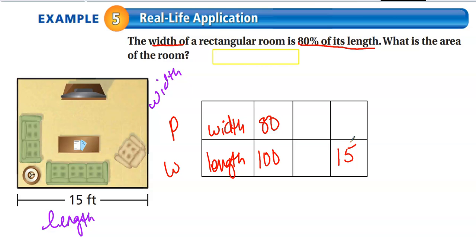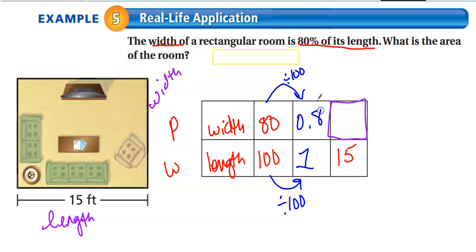In this instance, the part is what's missing. But I'm going to do the same pattern of what I've been doing today. So here's my 1. To go from 100 to 1, I divide by 100. So I take the 80 and divide by 100, and I get 0.8. Then to go from 1 to 15, it's times 15. I multiply the 0.8 times 15, and I get 12. Now, all I found was the width, so I'm going to label this 12 feet.